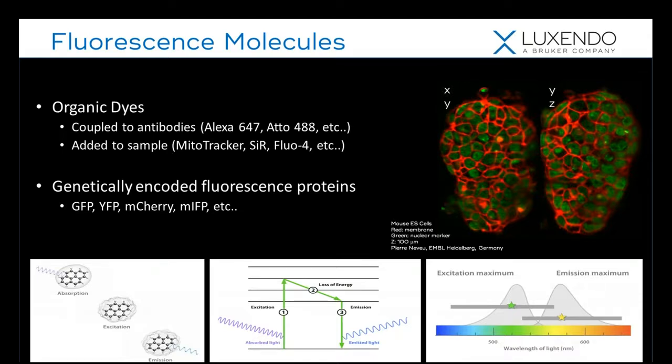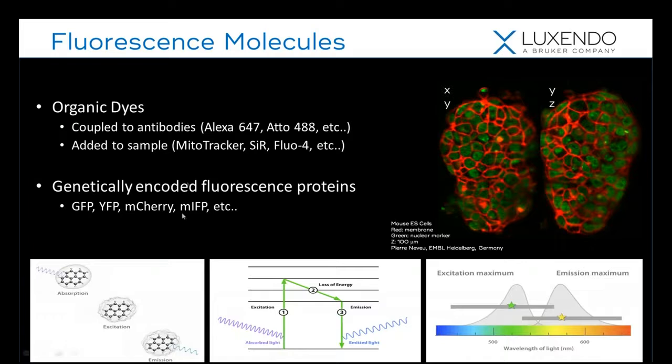We've also got dyes that can be added to our sample, to the media, such as MitoTracker that's uptaken by mitochondria, SiR that binds actin, or Fluo-4 that reads out calcium levels. And the other flavor of these are the genetically encoded proteins, such as GFP, YFP, mCherry, that we can splice into the DNA of our protein of interest, and as it's transcribed, it will make a fluorophore for us.